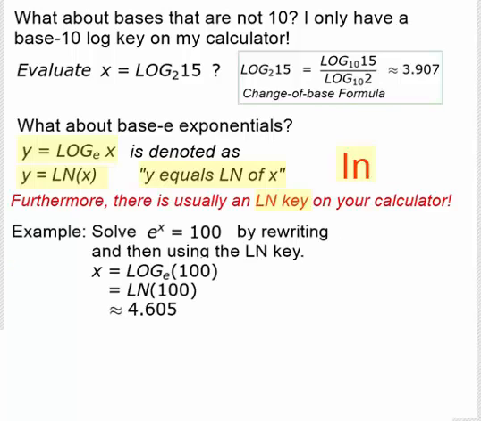And here's an example where we can use the ln key. Let's say we want to solve e to the x equal 100. We do this by rewriting in log form, and we have x equal the base e log of 100, and we can denote that as ln of 100 because that's what ln means. And using your ln key on your calculator, you should get 4.605 when you round it off to 3 places. So e to the 4.605 power is approximately equal to 100.